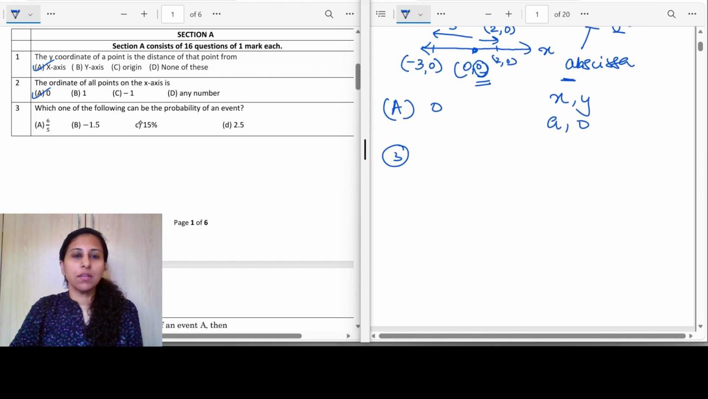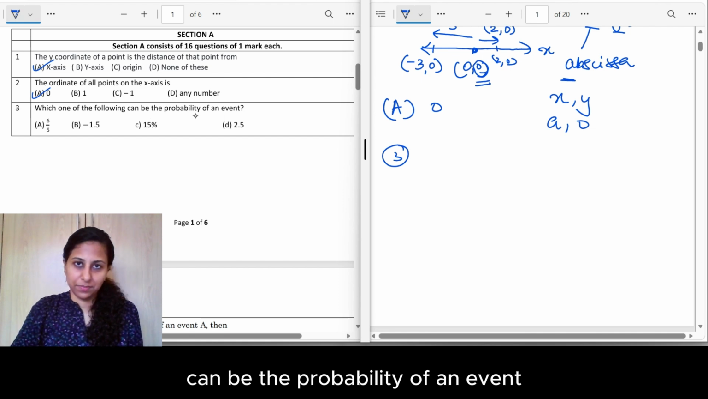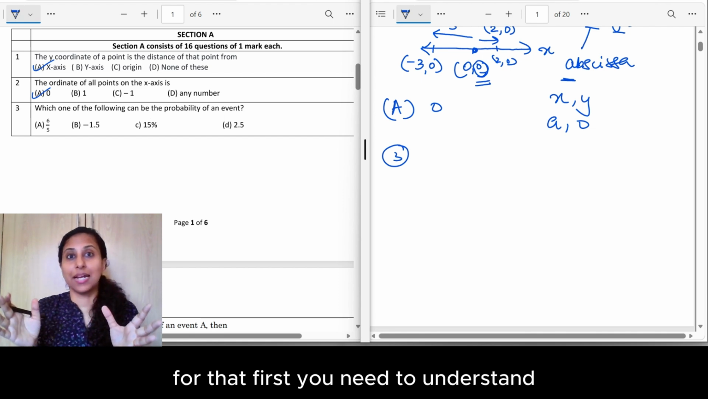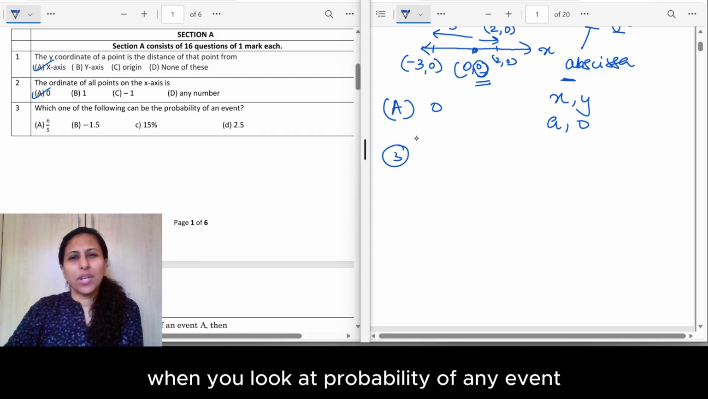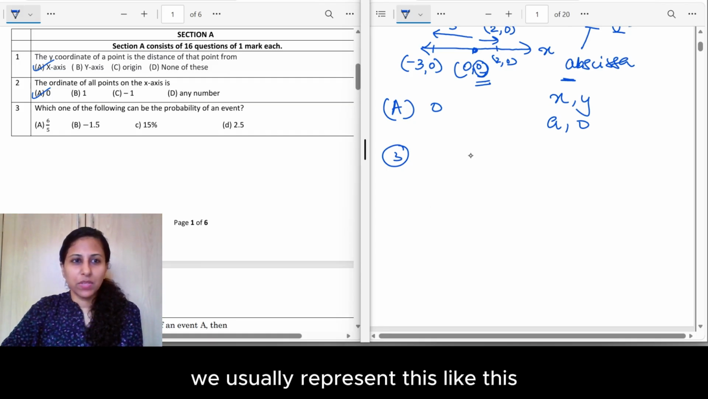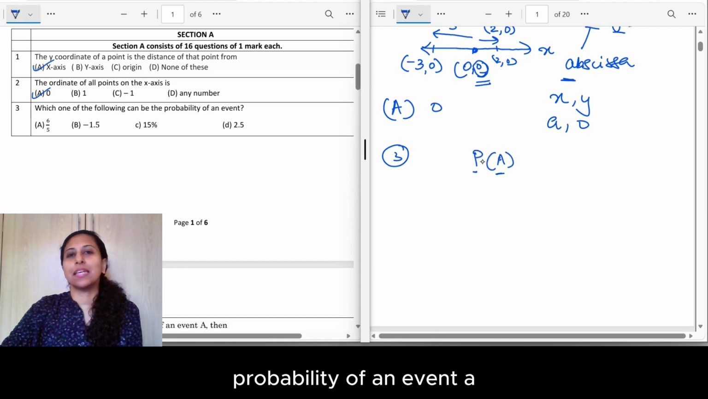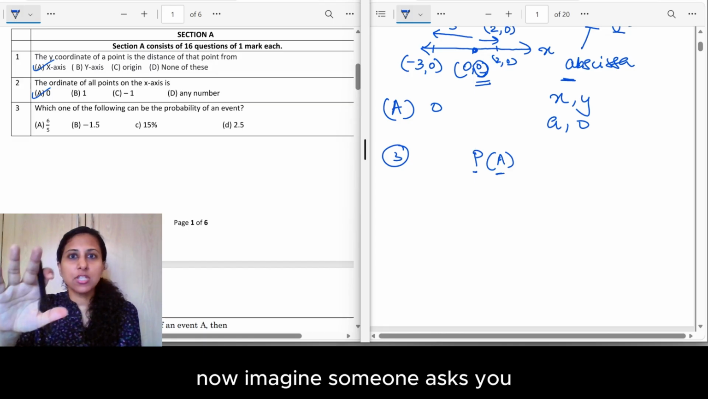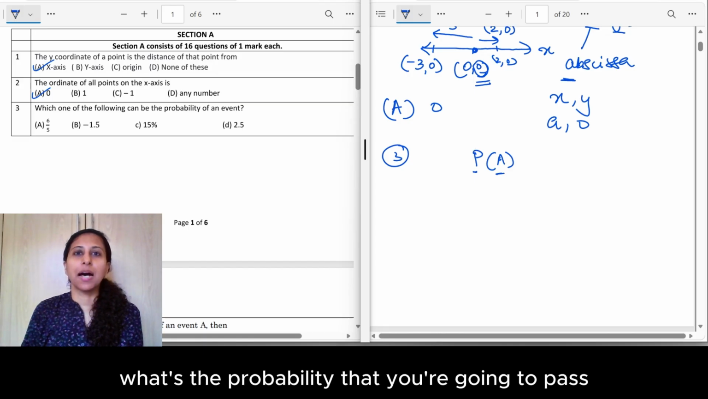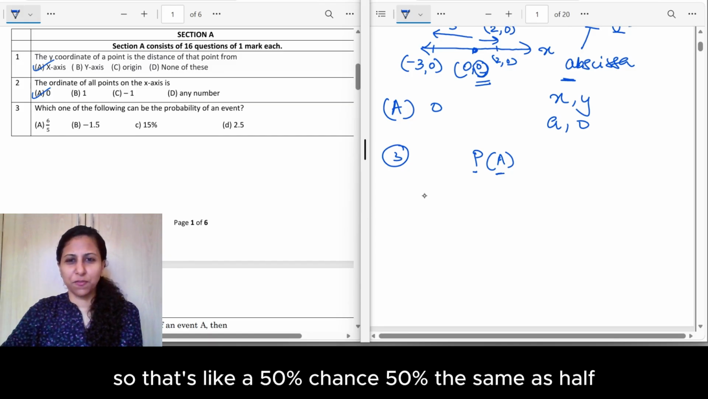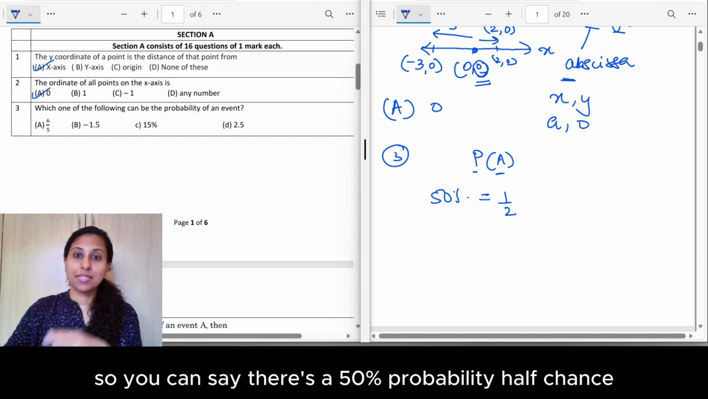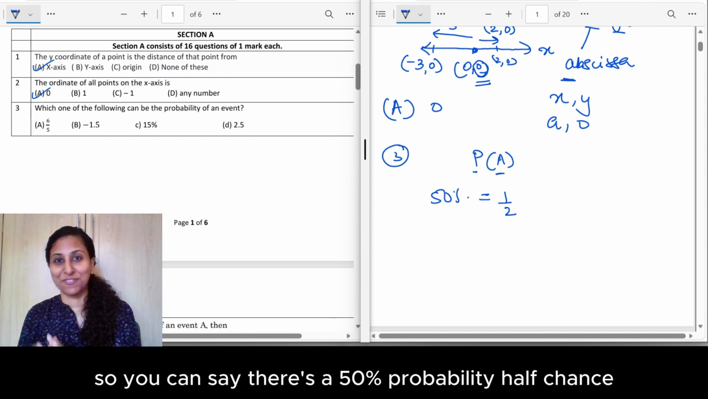Which one of the following can be the probability of an event? For that, first you need to understand what is the range of values of probability of any event. When you look at probability of any event, we usually represent this like this, probability of an event A. Now imagine someone asks you, what's the probability that you're going to pass maths exam? You may say 50-50. So that's like a 50% chance. 50% is same as half. So you can say there's a 50% probability, half chance.